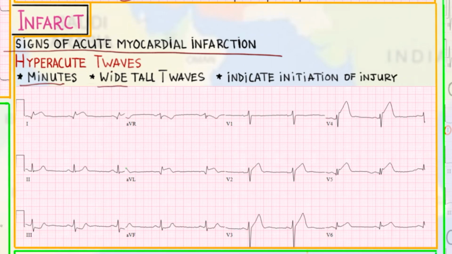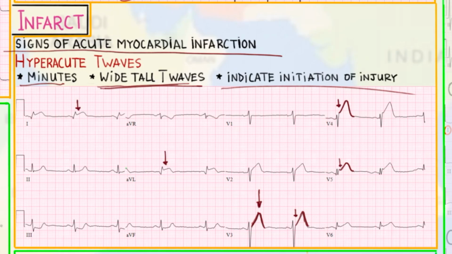You see wide, tall T waves. It's the start of injury. And in this ECG, it's not super prominent, but these are definitely wide T waves. They're pretty tall. They're not massively tall. I've seen cases where it's really massively tall. And there's a little ST elevation here as well already, so this isn't the greatest example. ST elevation over here in the lateral leads. So these T waves are kind of hyperacute. I guess this is probably the best one here.